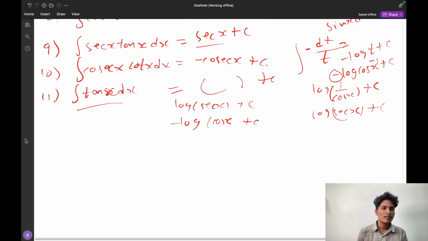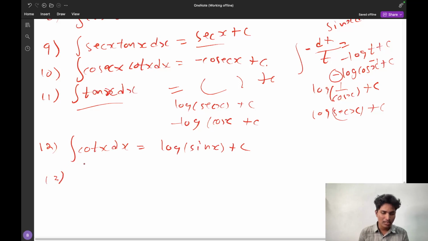So these are the formulas. And next, the 12th one, integral tan x, is completed. Now integral cot x dx. Integral cot x dx is the same process. I will write the direct formula here. That is log of sin x plus c.